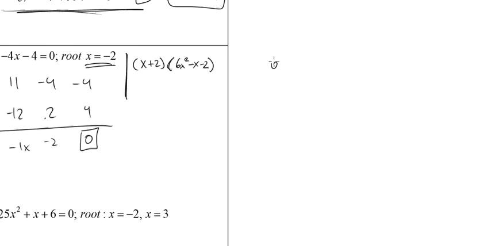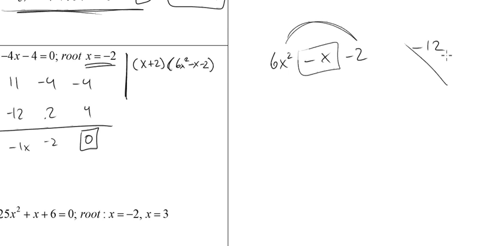So we're going to have 6x squared minus x minus 2, and we need to figure out what that is going to break up into. What multiplies to give us -12 but adds to give us -1? Well, hopefully we can see it's going to be -4 and 3. So +3x and -4x. We'll rewrite this as 6x squared minus 4x plus 3x minus 2.